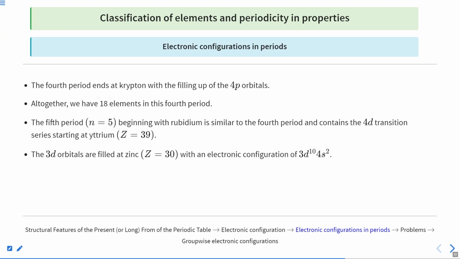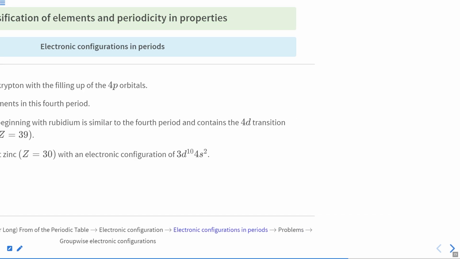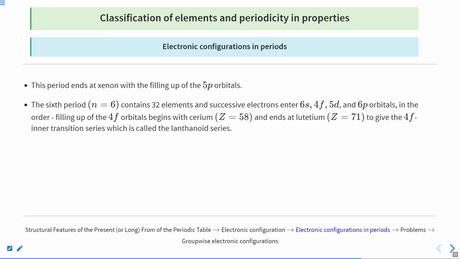The fourth period ends at krypton, in which the 4p orbital is completely filled. We have 18 elements in this fourth period. The fifth period begins with rubidium, is similar to the fourth period and contains the 4d transition elements. Initially we had 3d, now we have 4d. This 4d transition series starts from yttrium. The 3d orbital is completely filled at zinc, with an electronic configuration of 3d10 4s2. This period ends at xenon, with the filling of the 5p orbital.